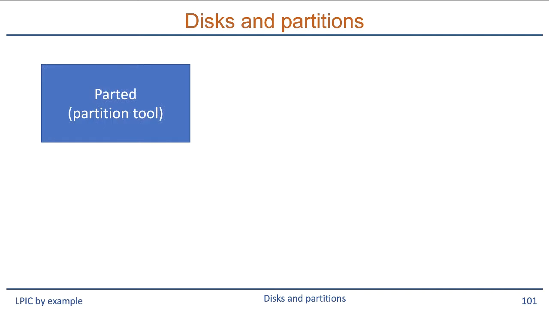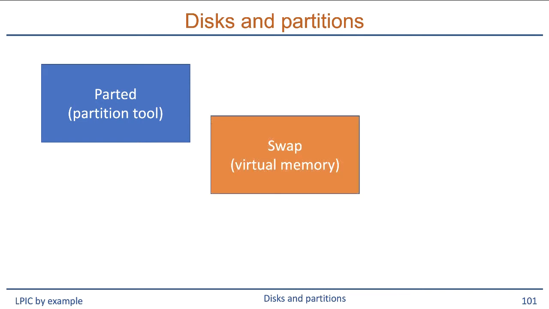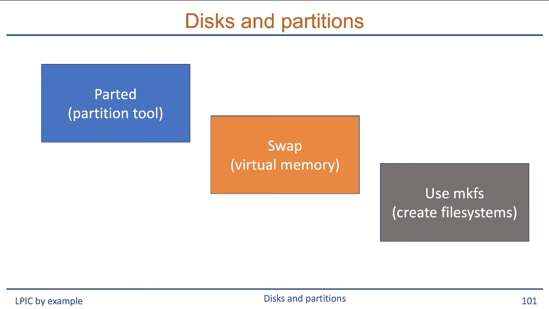Hi and welcome to the second part of disks and partitions. In this part we'll look at the third and last partition tool, which is called partition editor or parted, and then we'll look at swap, how you can add virtual memory to your environment, and we will check out the make file system tool or MKFS to create file systems of different types.